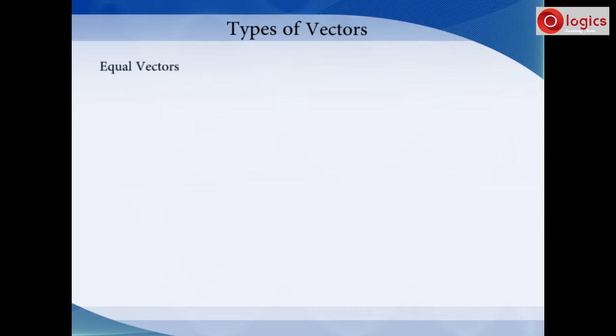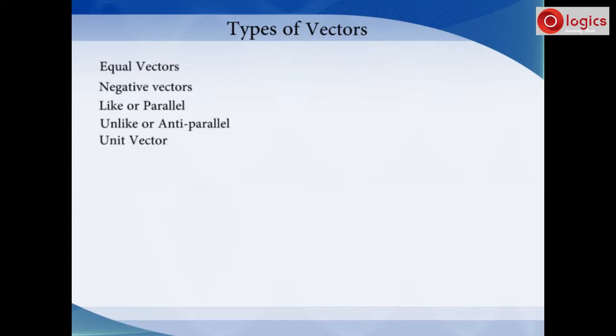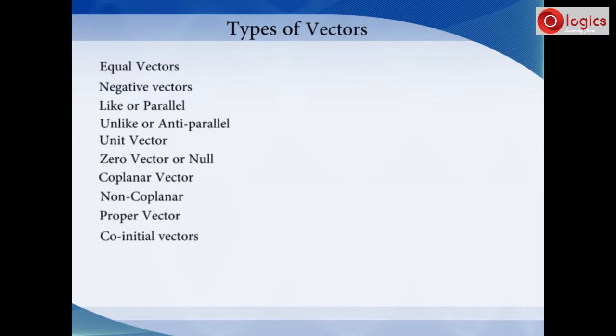equal vectors, negative vectors, like or parallel vectors, unlike or anti-parallel vectors, unit vector, zero vector or null vector, coplanar vector, non-coplanar vector, proper vector, co-initial vectors, co-terminal vectors, orthogonal vectors, and mutually orthogonal vectors.